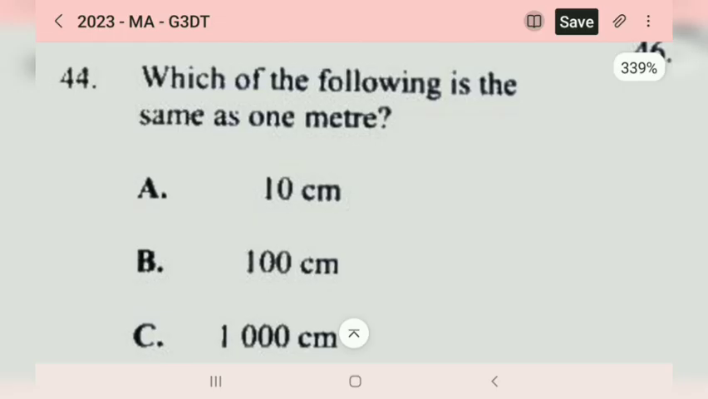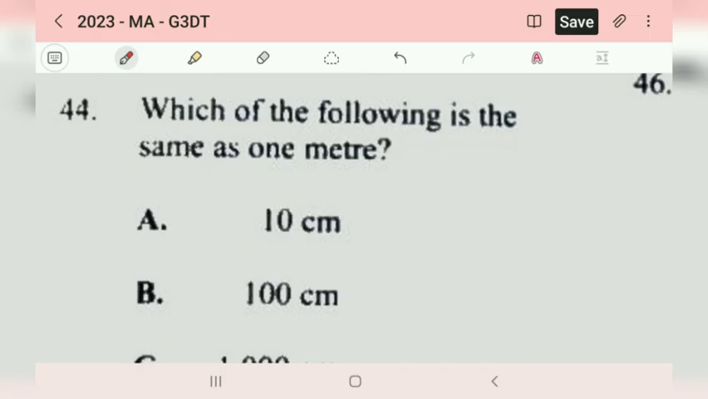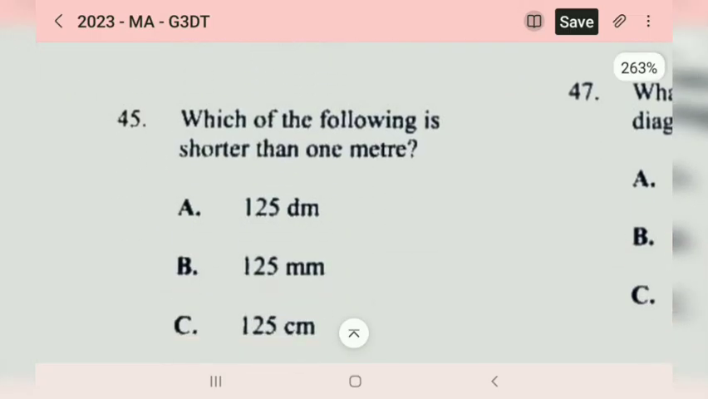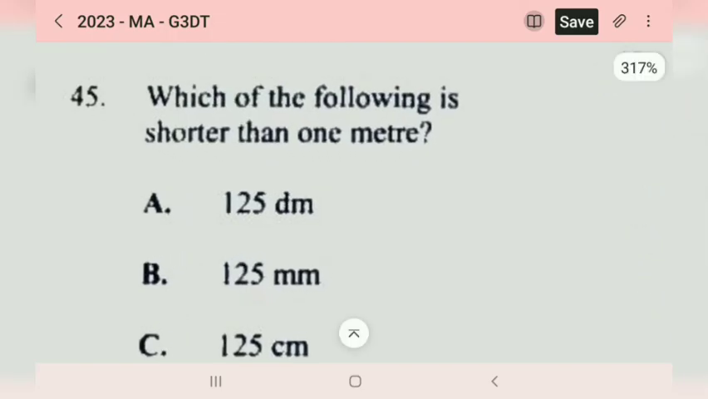Which of the following is the same as 1 meter? Remember, 100 centimeters equal 1 meter. That's at B. 45. Which of the following is shorter than a meter? Shorter than a meter. Which unit here is the shortest of the units? Is it decimeter, millimeter, or centimeter?